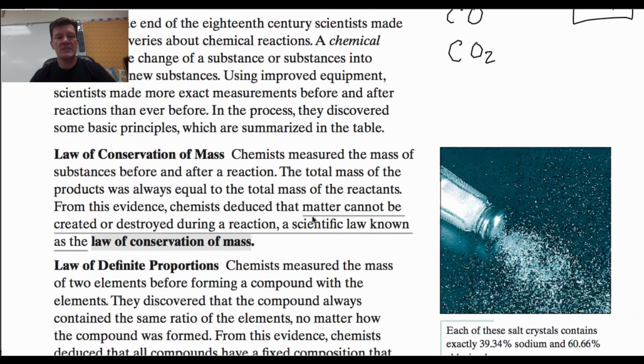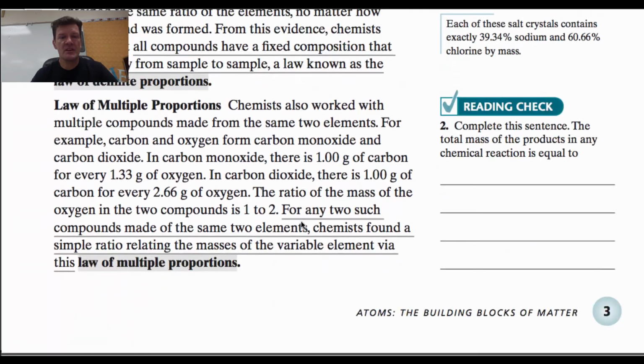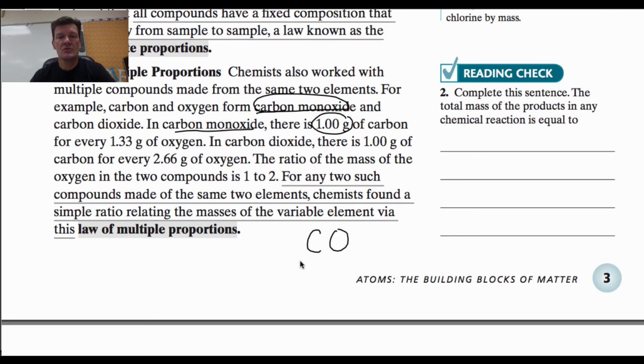Let me give you an example down here. They give us a nice example right here, with our carbon monoxide and carbon dioxide. So carbon monoxide can be formed, and in carbon monoxide, there's 1 gram of carbon. Carbon monoxide is just carbon and oxygen bonded together. 1 gram of carbon for every 1.33 grams of oxygen. So you have a 1 to 1.33 ratio of the masses.